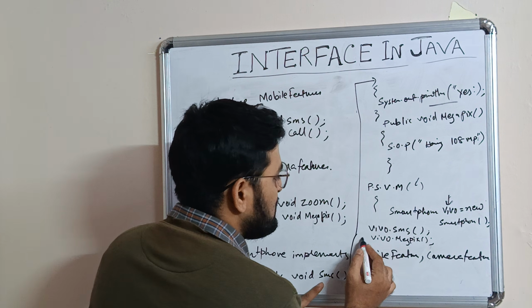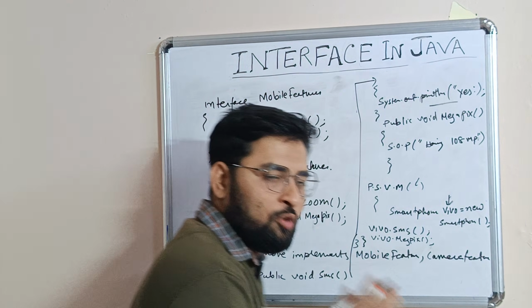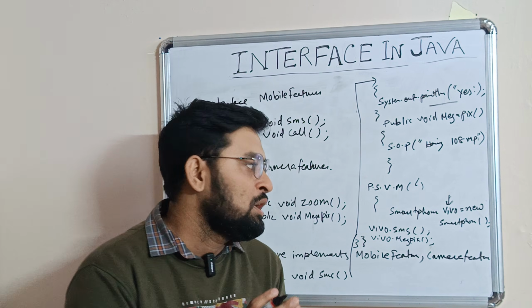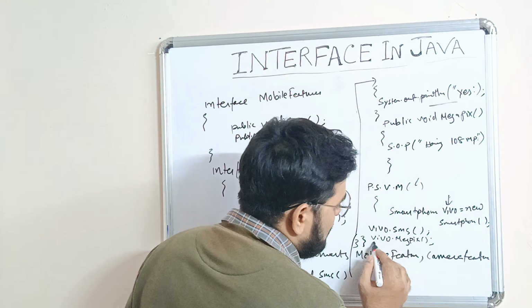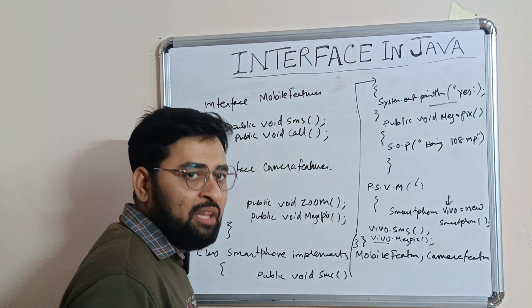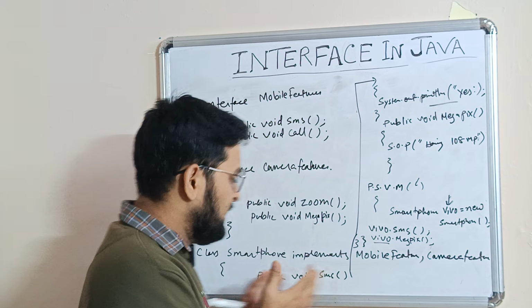Then the closing curly braces, for public static void main as well as for the class which you have created here. Fine. So with the help of this object Vivo, you can call out the method. The method will be printed, whatever body is present in that class.